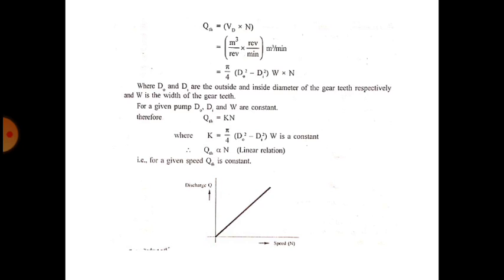The unit of Vd is meter cube per revolution, and N is revolutions per minute. Revolution cancels, and you are going to get Q theoretical, which is in meter cube per minute. So Q theoretical can be calculated using the formula pi by 4 into D naught whole square minus Di whole square, into width of the gear teeth, into RPM of the motor. So Q theoretical will be in meter cube per minute.